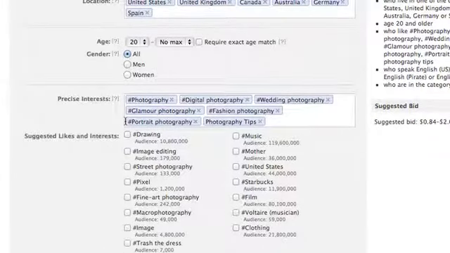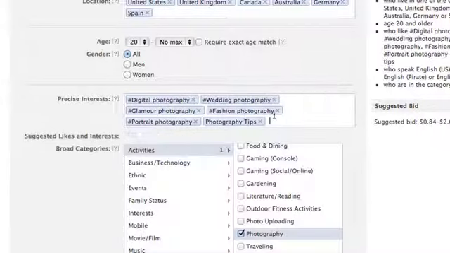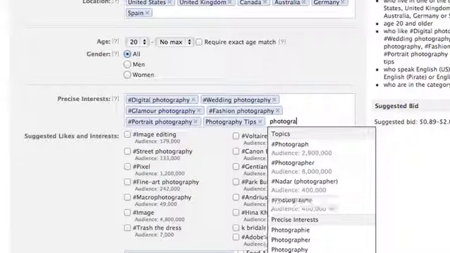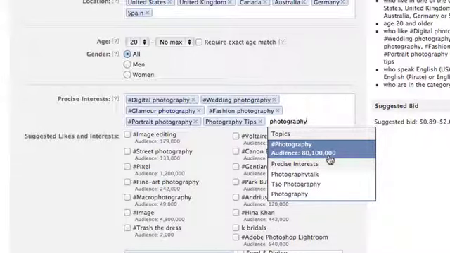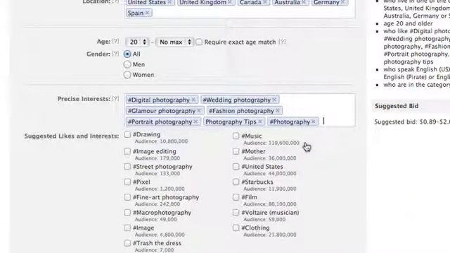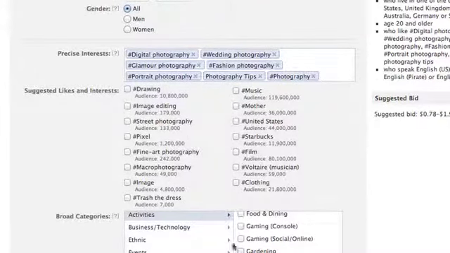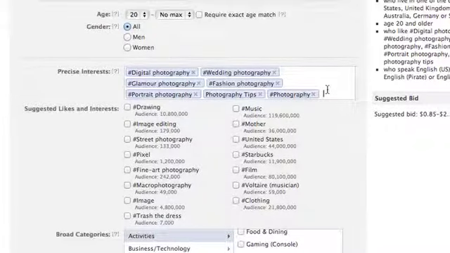So let's go back up to the top. Number one, we're targeting everyone right now that likes the word photography. So let me go back and add this one keyword. So you see this keyword right here, photography. The audience is 80 million people that like photography. So you think it's pretty insane how many people that is. And you've got to remember, and this is where the power of targeting comes in.